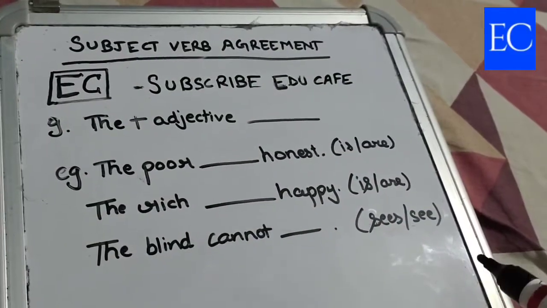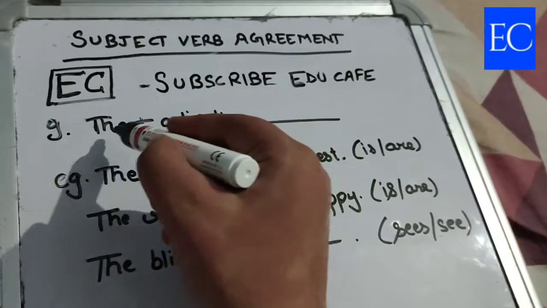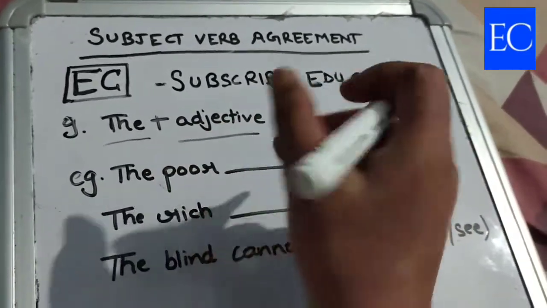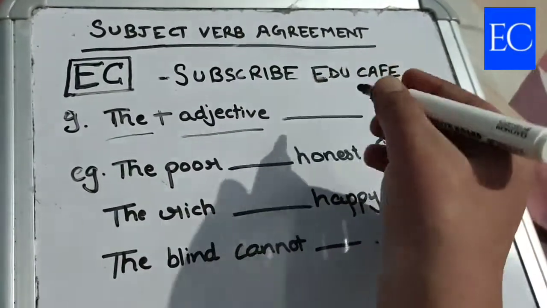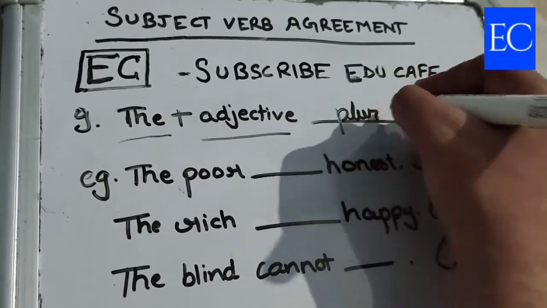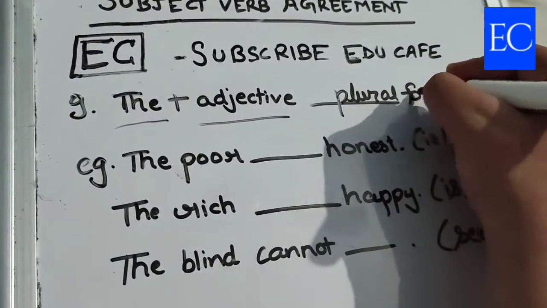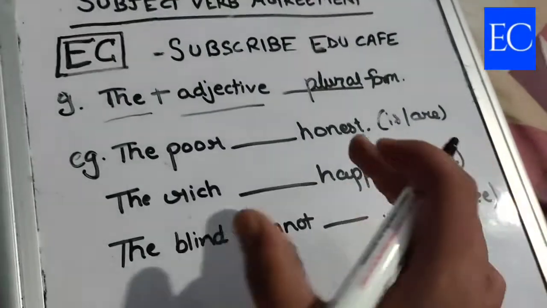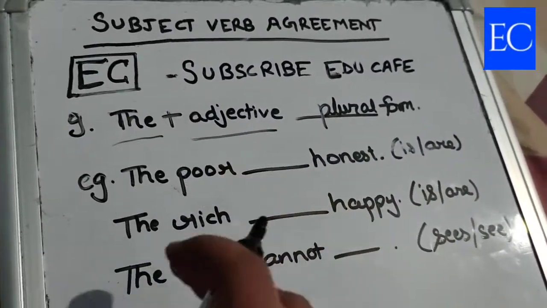Rule 9 of subject verb agreement states that if the sentence is in the form "the" plus an adjective that qualifies a noun or pronoun, and we have to add a verb, it will always be in its plural form. The verb will always be plural. In this case, the verb will always be plural. We have to fill the boxes according to rule 9.